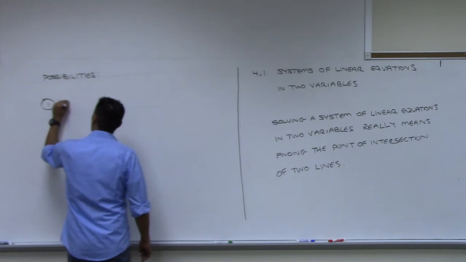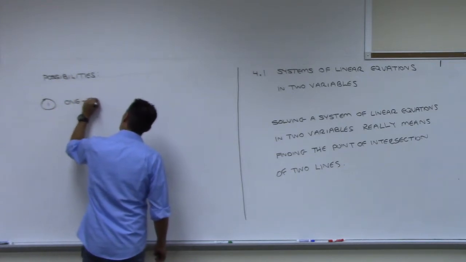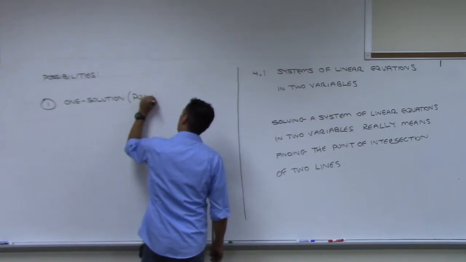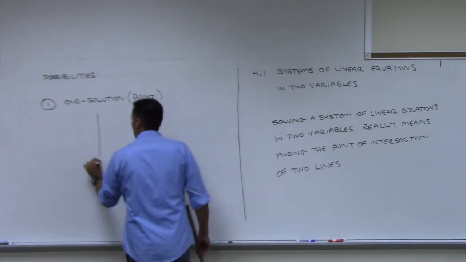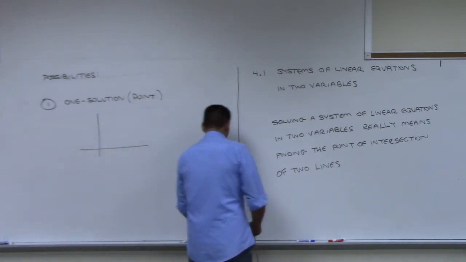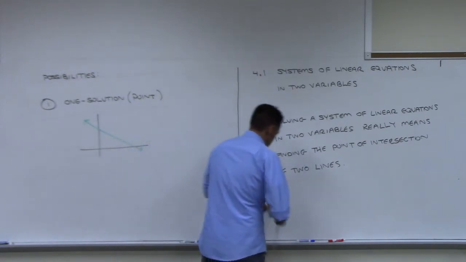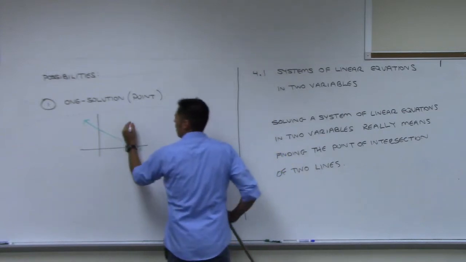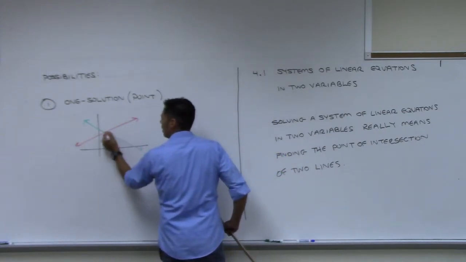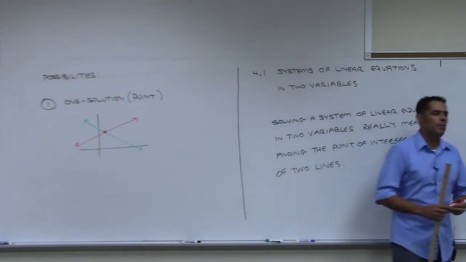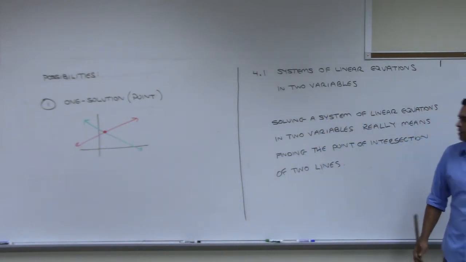First, we could have one solution, or I should say one point of intersection. And that would look like this. We have two lines, and they hit each other at a single point, and we're done, right? That's what we're hoping for most of the time.